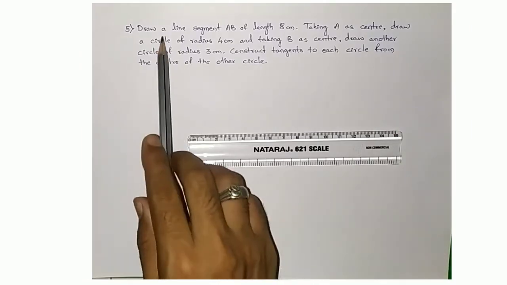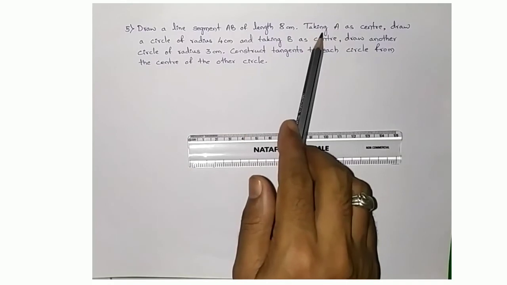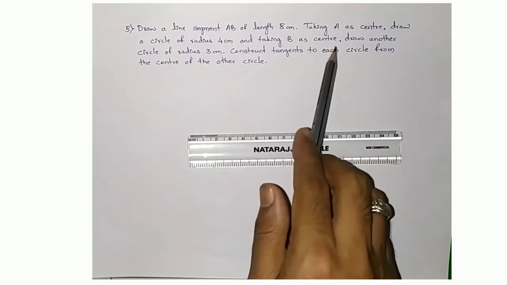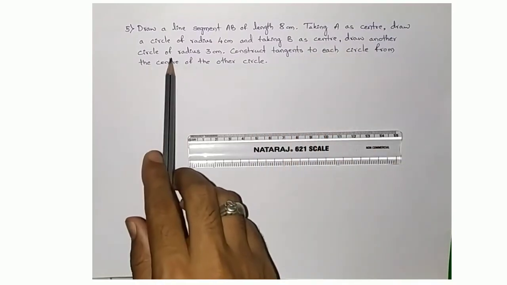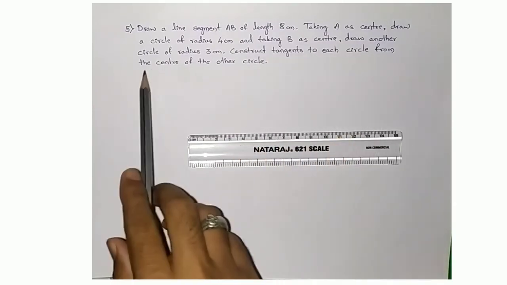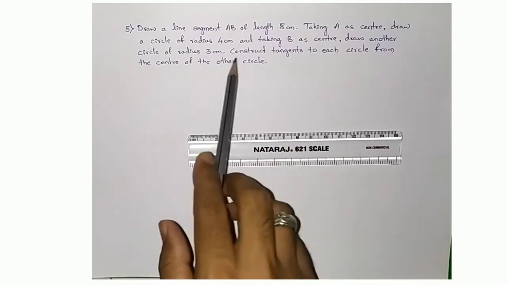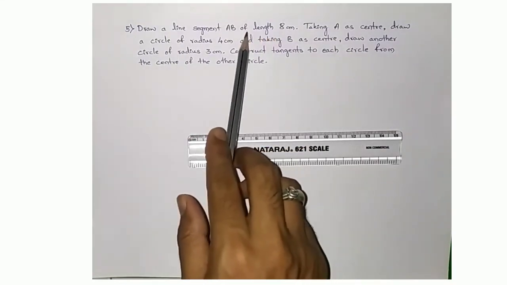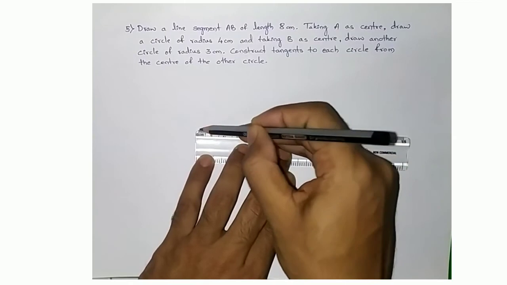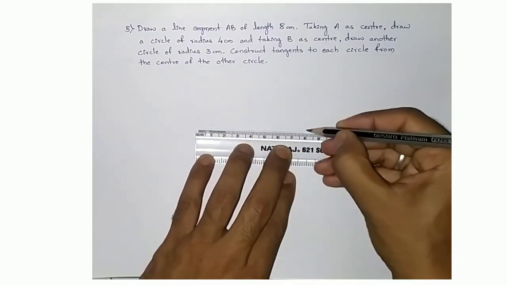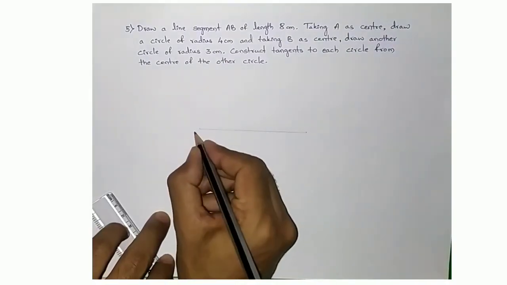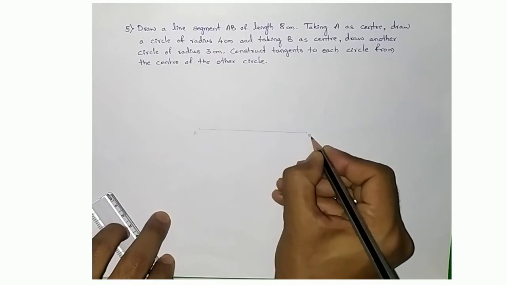In the fifth question, draw a line segment AB of length 8 cm. Taking A as center, draw a circle of radius 4 cm and taking B as center, draw another circle of radius 3 cm. Construct tangents to each circle from the center of the other circle. So here first draw a line segment of length 8 cm. So let's start with an 8 cm line. So here let's take it as A and B.